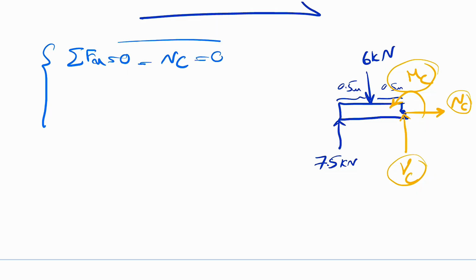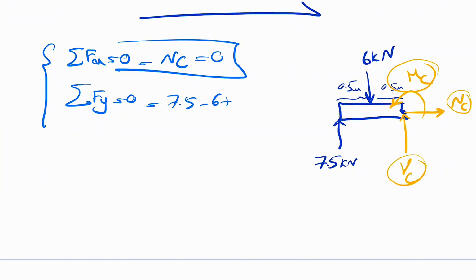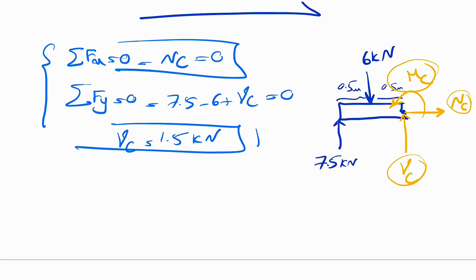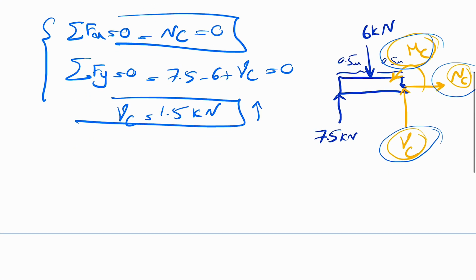So there is no normal force. Sum of all forces in Y equals 0. So we're going to have 7.5 minus 6 plus VC equals 0. So the shear force would be 1.5 kilonewton, and the direction is correct. We didn't get any negative answer. So at the beginning, we can just assume the direction for all three of these. We can just go with positive.